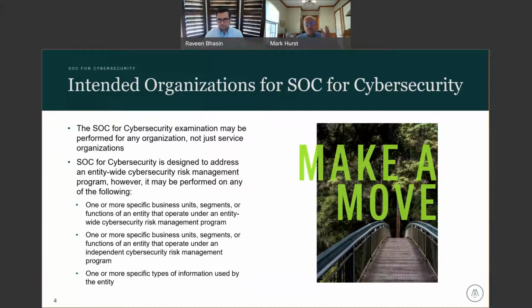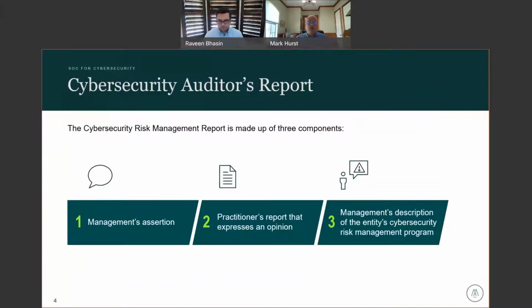So there are basically three sections within a SOC for Cybersecurity report. The first section is the management assertion, which is a written assertion about whether the description of the entity's cybersecurity risk management program was presented in accordance with the description criteria, and whether controls within the program were effective in achieving the entity's cybersecurity objectives based on the control criteria.